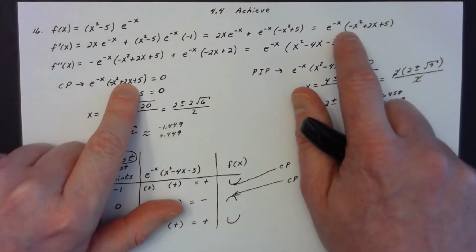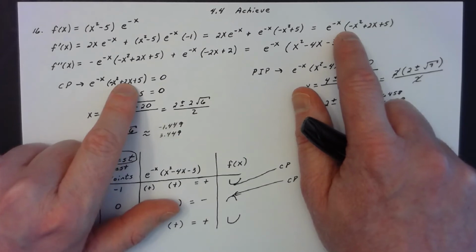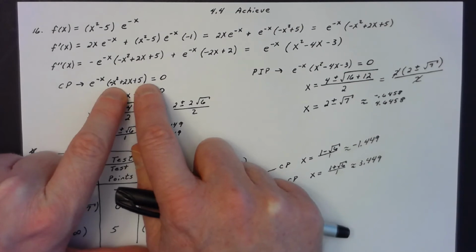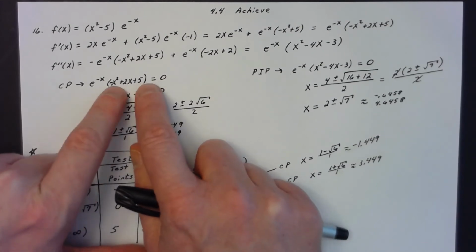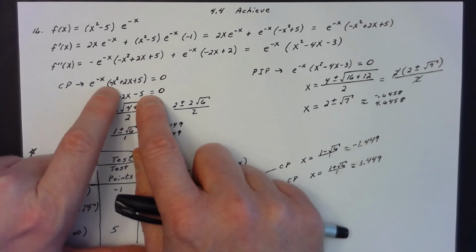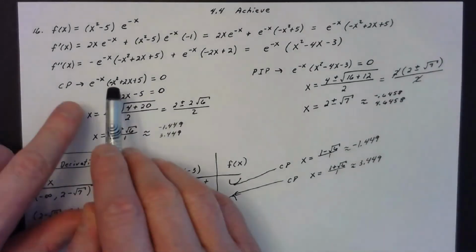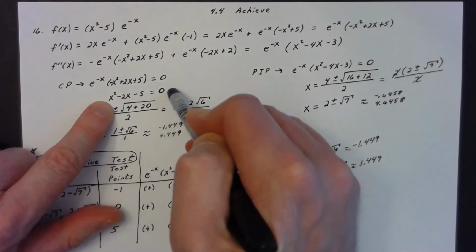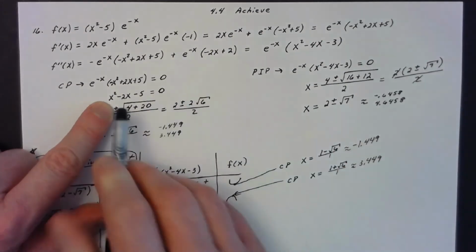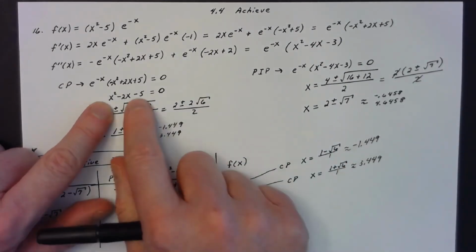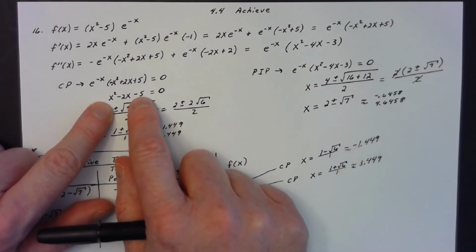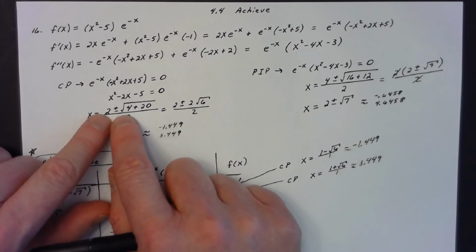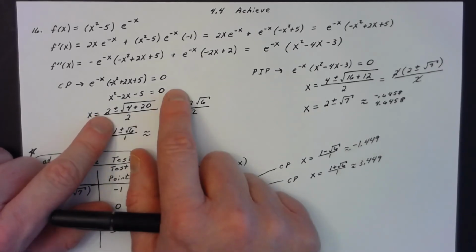Critical points are where your first derivative is equal to 0. Exponential functions can never equal 0, but that quadratic one can. What I went ahead and did from this step to this step is I didn't like the negative in front of the x squared, so I just multiplied both sides of this equation by -1. 0 times -1, obviously still 0. But then I saw that this quadratic, it's still not going to factor. You can't find factors of -5 that sum to get to -2. So I just used the quadratic formula to solve out for when this is equal to 0.